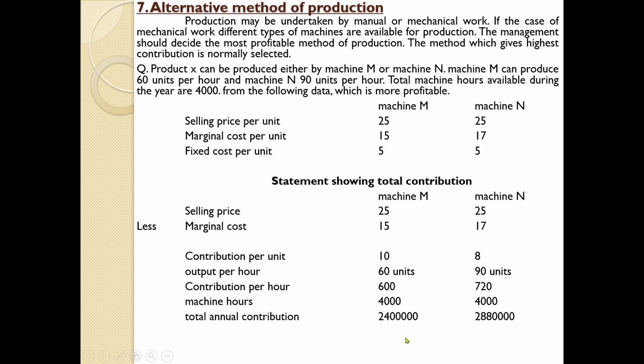If you go through the total annual contribution, you can see that machine N has the highest contribution when compared to machine M. So we will go with machine N.